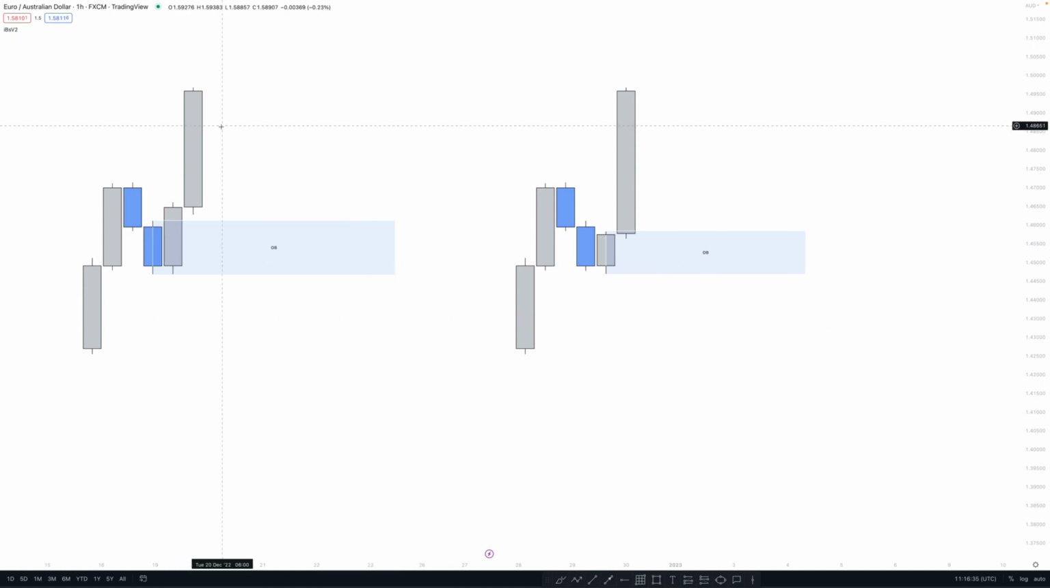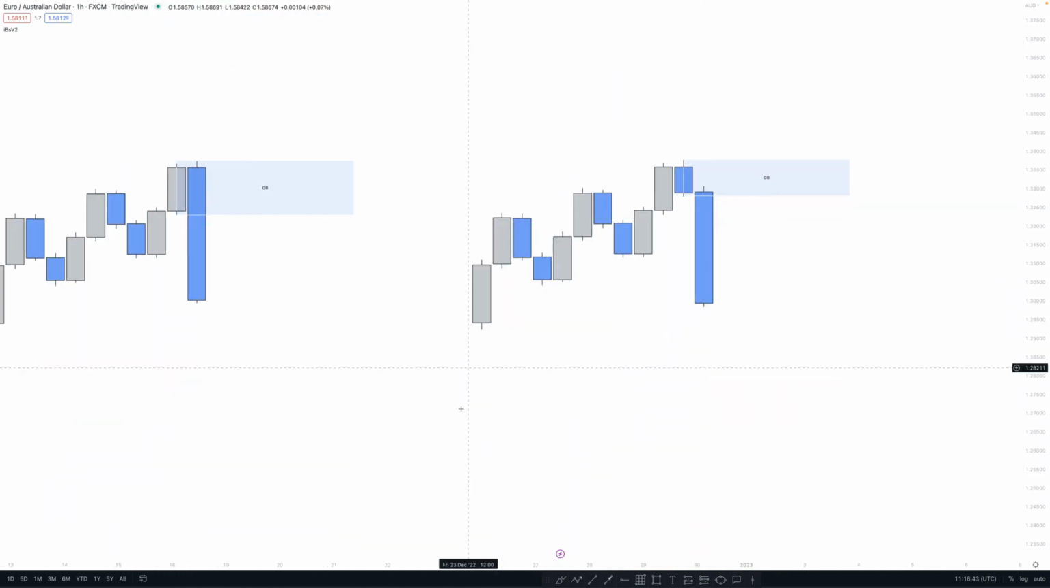So this is basically for continuation, guys, how we're going to trade continuations: impulse, correction, impulse. This is how you mark your blocks. And we can move on to this example.